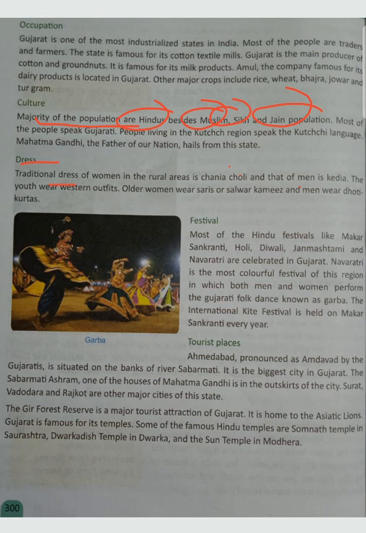Dress. The traditional dress of women in the rural area is saniya and saniya soli. That means the women living in the rural areas of Gujarat. So their traditional dress is what? Saniya soli. And that of men is kedia.